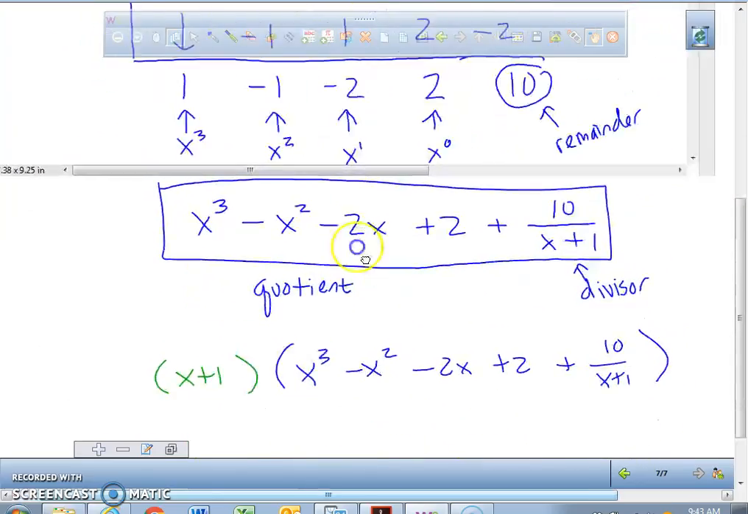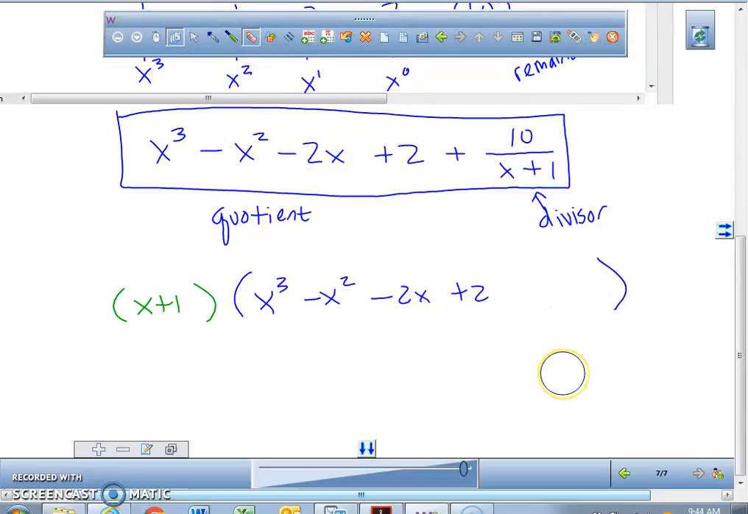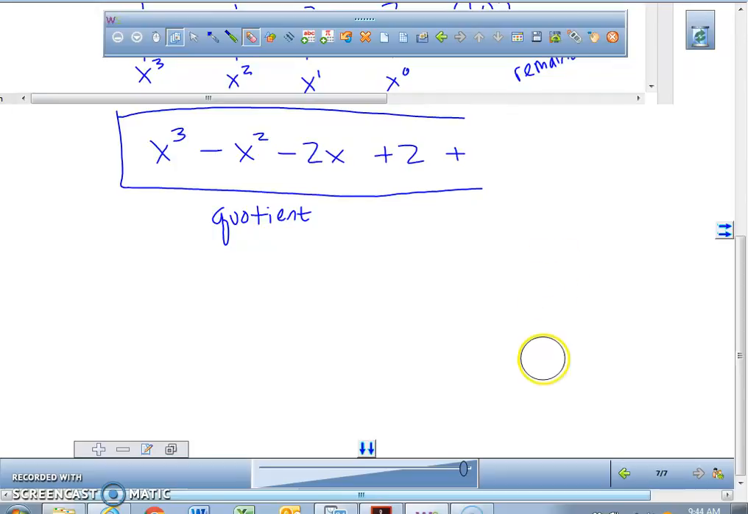Okay? And if there's a 0 remainder, then we don't have to put that in. If the remainder was 0, then you would just leave it as it is. So if there's no remainder, then you could just leave it off.